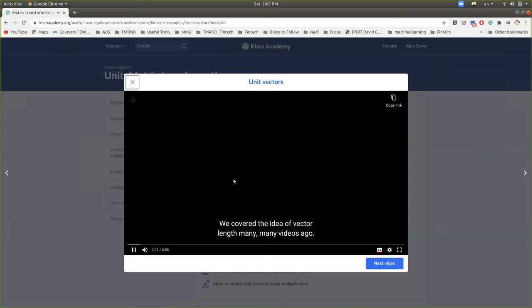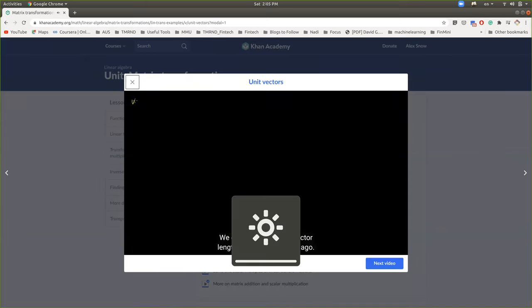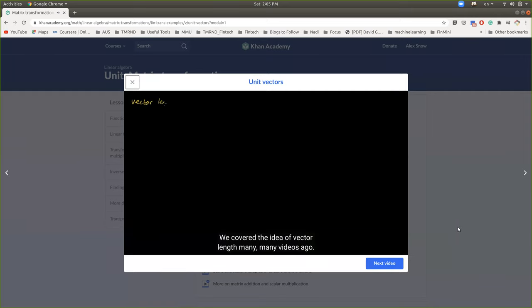We covered the idea of vector length many videos ago, and I realized that I forgot to cover an important topic, and this topic is going to be useful when we do some types of transformations, actually the projections that I'll do in the next video. And the notion that I forgot to do is the notion of a unit vector, and all this is a vector. This is just a vector that has a length of one.